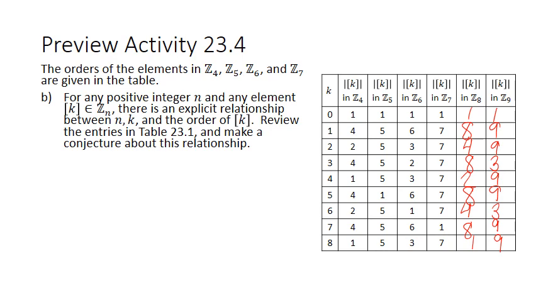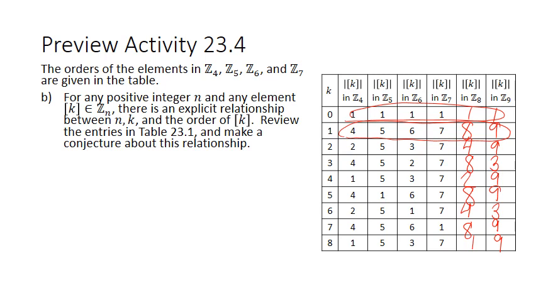Okay, so let's look at part B here. So there's actually an explicit relationship, an explicit formula that tells you the order of each element in a group, but it's kind of hard to see. There's a few patterns that you can see here in this table. Like for example, you always get 1 across the top. So the order of the identity element is always 1. And then the order of the group generator is always just obviously the size of the group. But other than that, it's kind of hard to see what it might be.